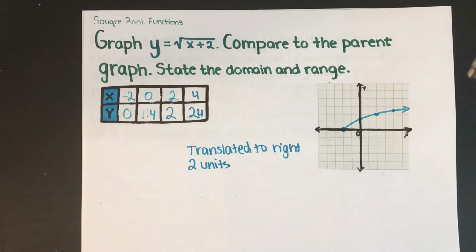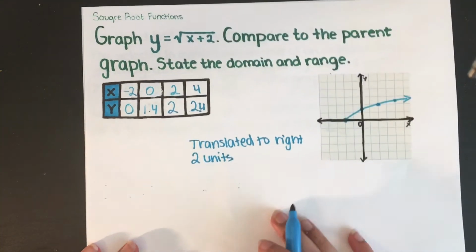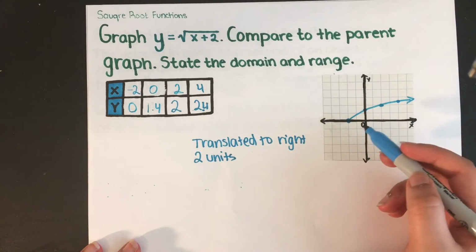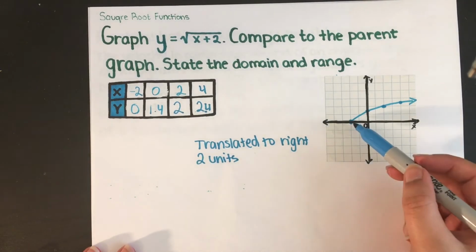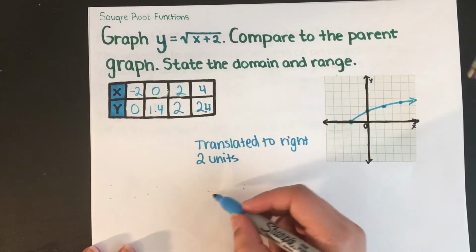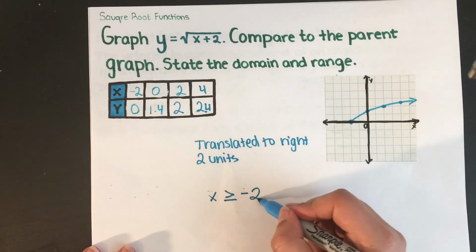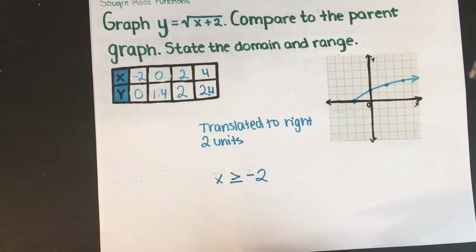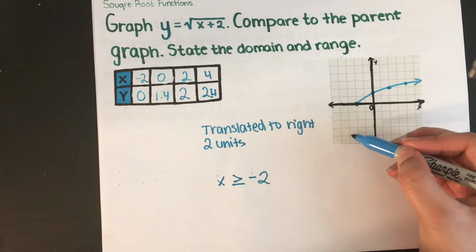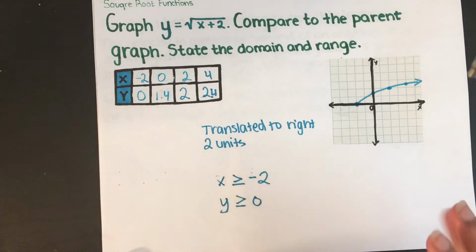Alright, so the domain would be, look here. What is x greater than? X is always greater than or equal to negative 2. Our range would be y is greater than 0, because notice nothing here is a negative. Y is greater than or equal to 0. I keep forgetting. Alright, and that is how you solve that.